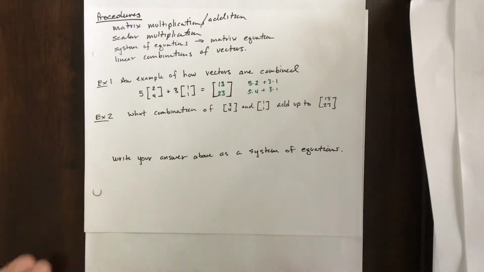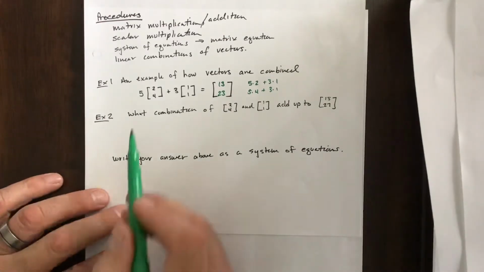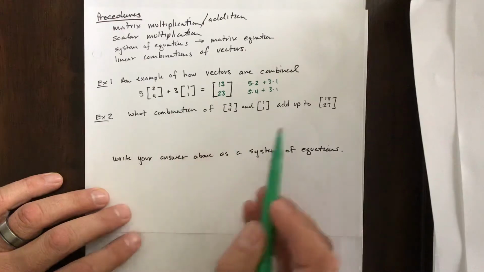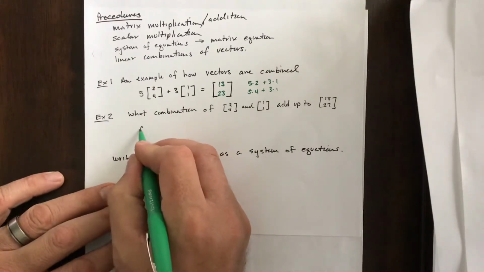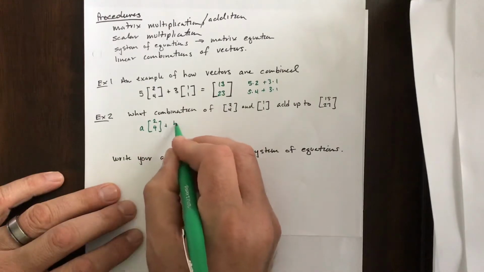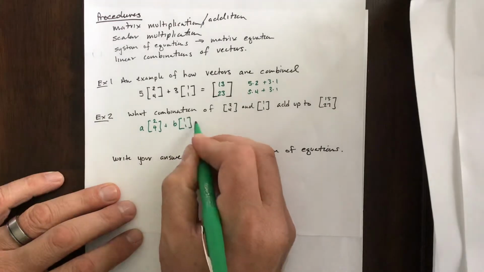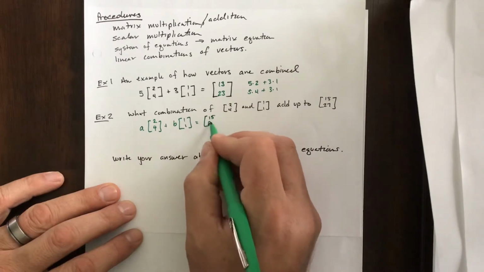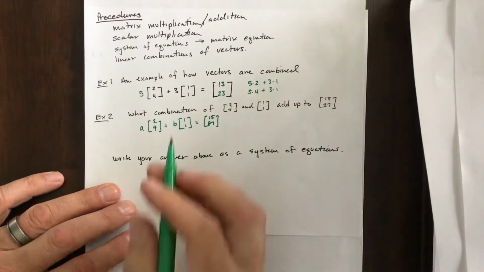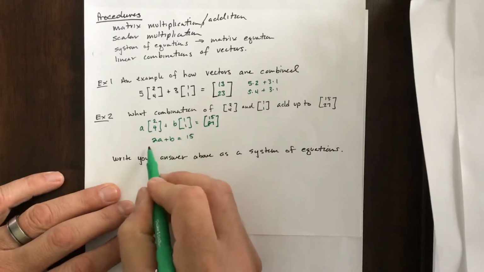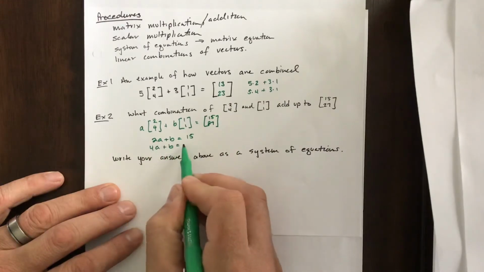What combination of these vectors, 2, 4, and 1, 1, add up to 15, 27? So instead of 5 and 3, what would we multiply the vector 2, 4 with, paired with the vector 1, 1, to get 15, 27? We don't know what these coefficients are, so we'll treat them as unknowns. Call them a and b. We want this to equal 15, 27. So we get 2a plus b is equal to 15. We get 4a plus b is equal to 27.